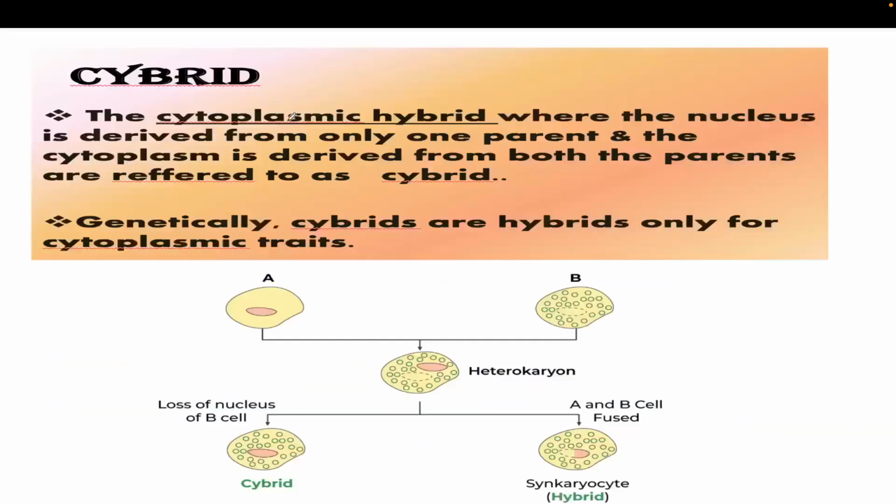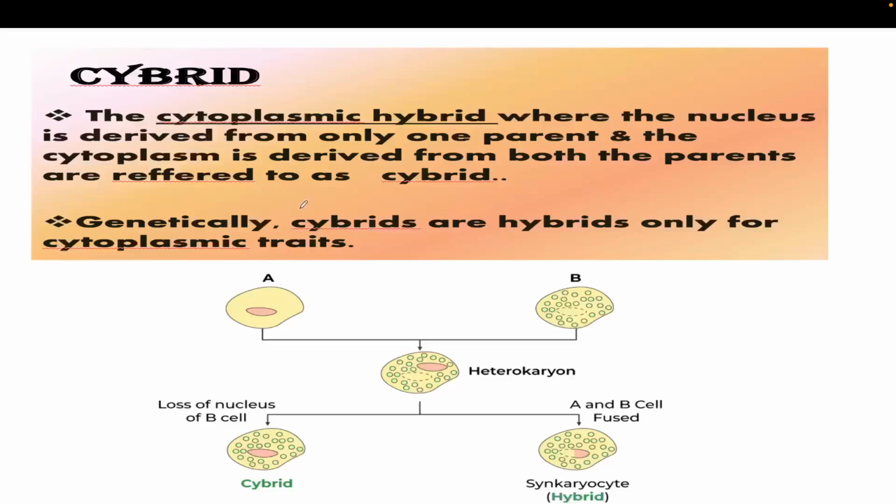But in the case of the cybrid, the nucleus is derived from only one parent, and the cytoplasm is derived from both the parents. This is referred to as the cybrid. Genetically, these cybrids are hybrid only for the cytoplasmic trait. Suppose you wanted the cytoplasmic characteristics of another cell, but not the nuclear or genetic characteristics. You just wanted their cytoplasmic characteristics, so in that case you need to produce the cybrid.